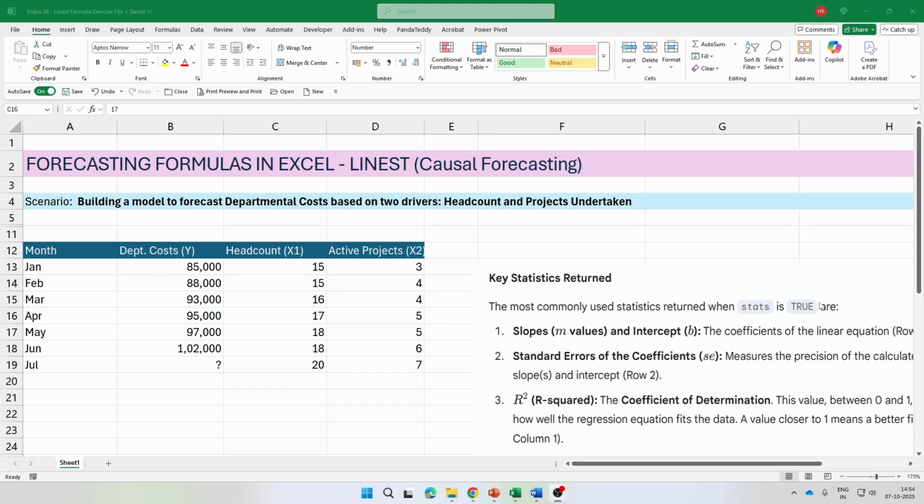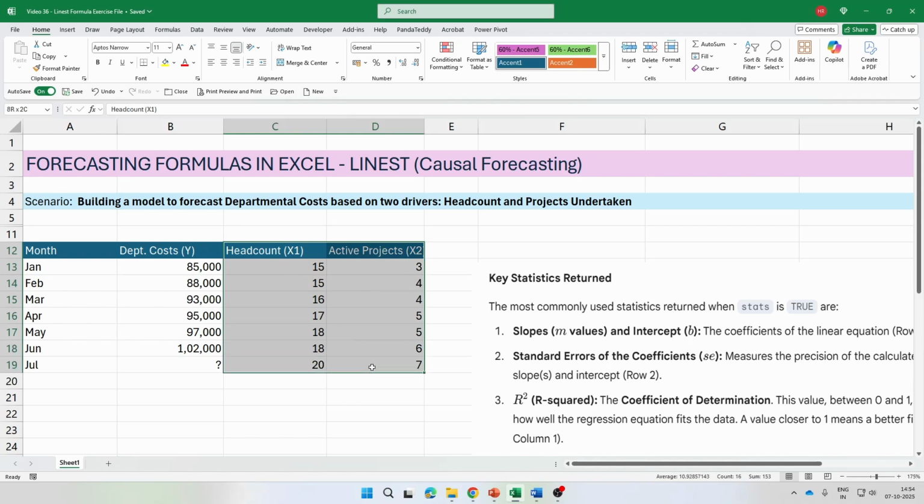All right, so let's get into Excel and let's take an example to give you more clarity about this type of predictions. Okay, so for this video, this is the Excel file I'm going to use. Now watch closely here. There are two independent variables I have and one dependent variable I have. The one which I want to predict is the cost. How much cost will I incur when my head count is 20 and my projects are 7? Here I have one dependent variable which I want to predict, which is department cost, and two independent variables which are head count and the active projects.